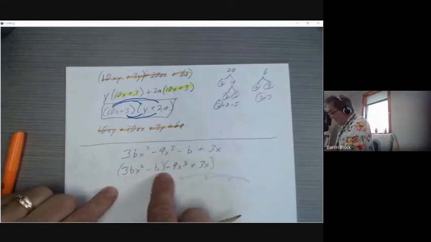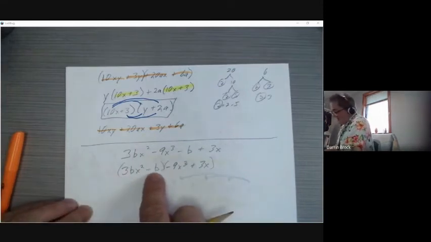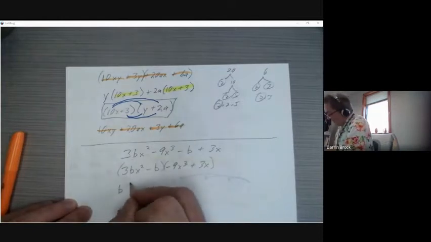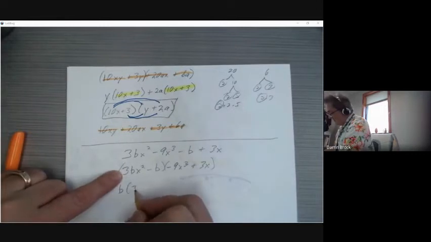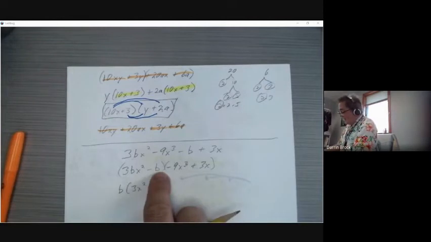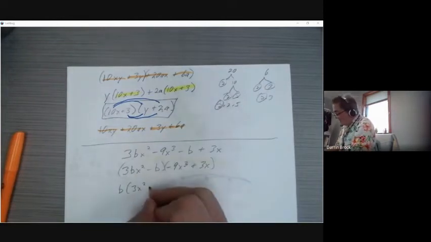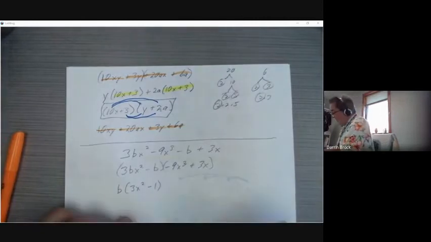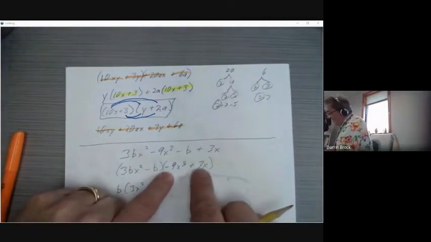What can I pull out of here? Well, this is just a b, minus b. So that's the only thing I can pull out. There's a b here also. So that would be b times 3x squared, because I factored that b out. And then minus b, if I factor a b out of that, it just leaves minus 1.